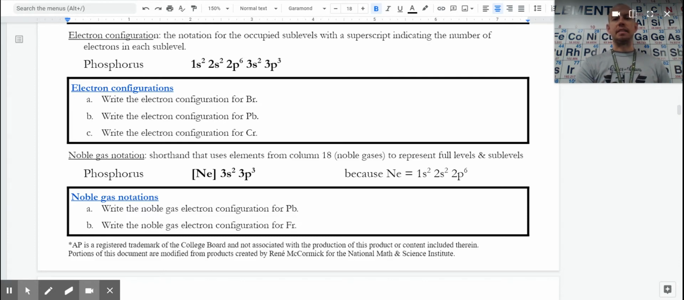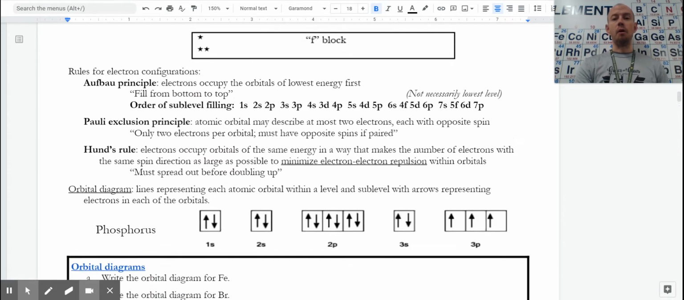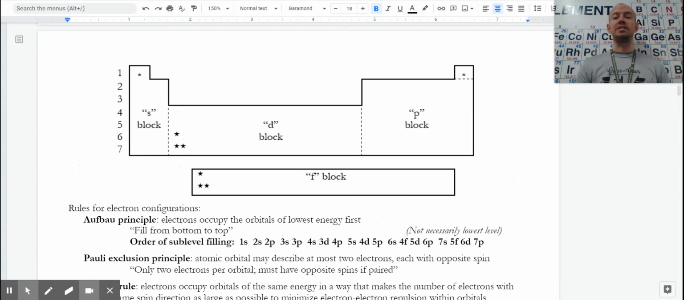So if we looked at something like lead with its 82 electrons, we have to write 1s, 2s, 2p, et cetera, et cetera, et cetera, all the way up till we get to our level 6, where it fills with that 6p. Remember, the location on the periodic table connects to which is the last sublevel or which are the last orbitals to fill.